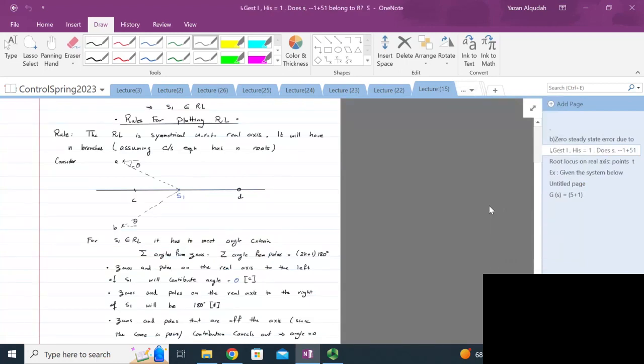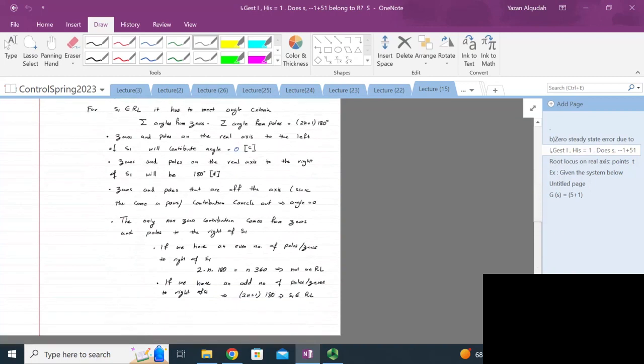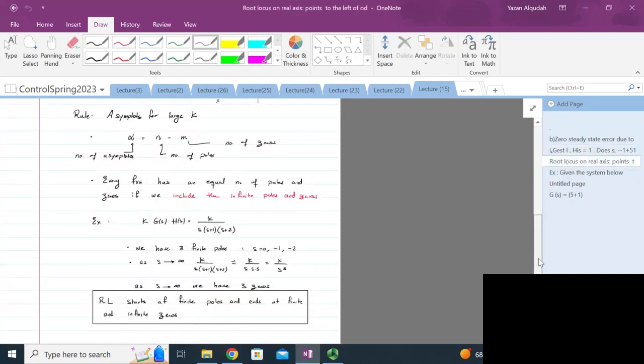S1, the part of the real axis that's on the root locus, is to the left of an odd number of poles and zeros. I plot the poles and zeros, and then I'm going to mark to the left of an odd number of poles and zeros, and I know that is going to be part of the root locus. Together? Everybody? Okay. So that was a rule.